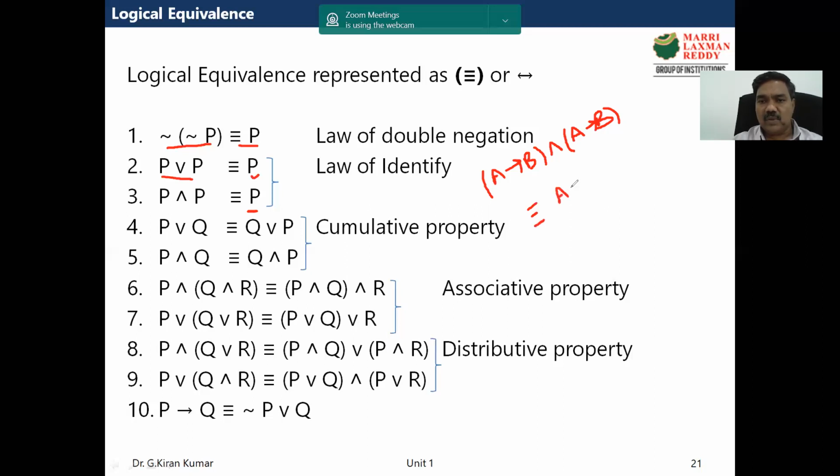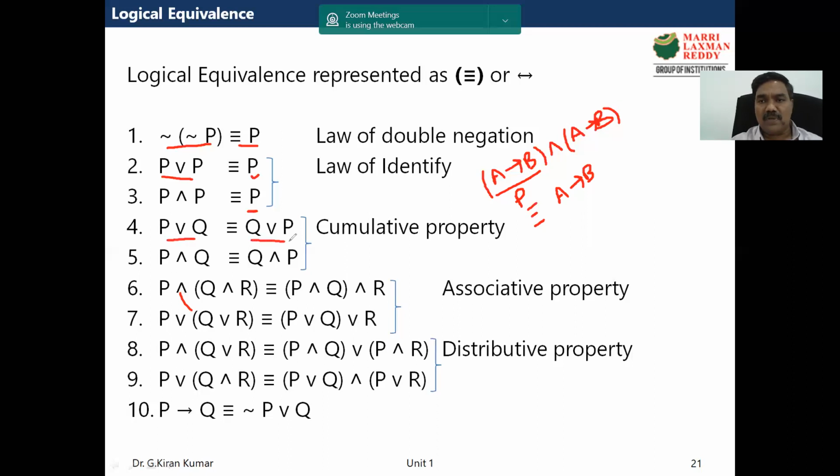Okay, so this is how we use these formulas in simplification. Not only in simplification, even in the topic logical inference we use these formulas. So here, why is A implies B and A implies B equivalent to A implies B? Because in place of P you have A implies B. So P and P is always equivalent to P.